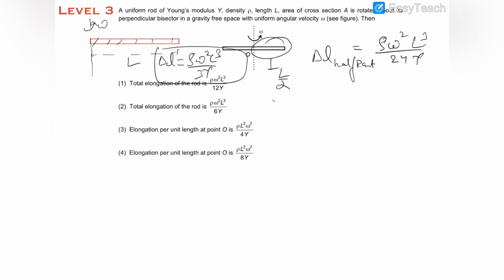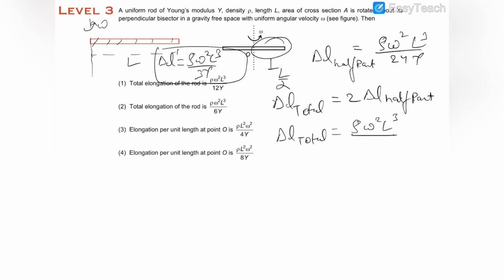So the total elongation, delta L total on the rod, will be twice of delta L of each half part. So the total elongation produced in the rod will be equal to rho omega square L cube by 12 gamma. So the correct option is A, 1.